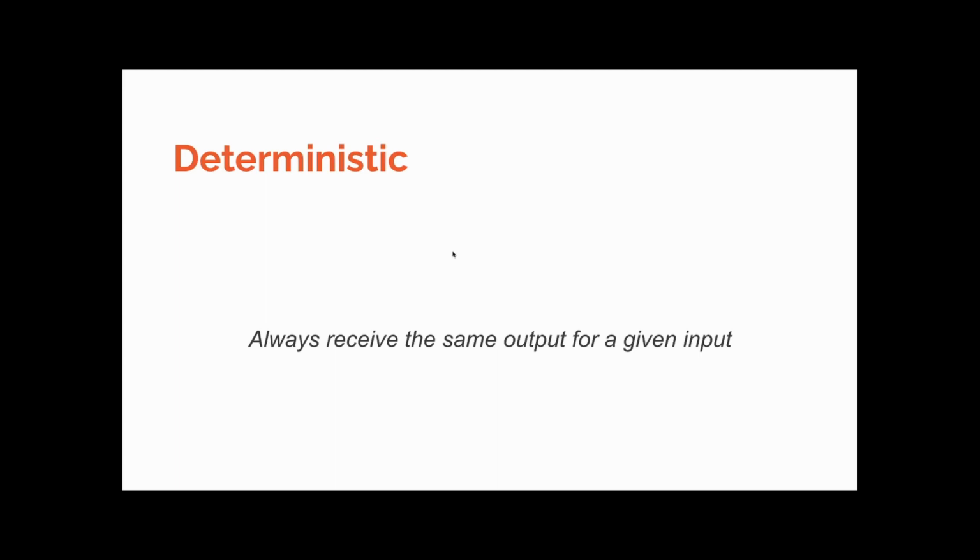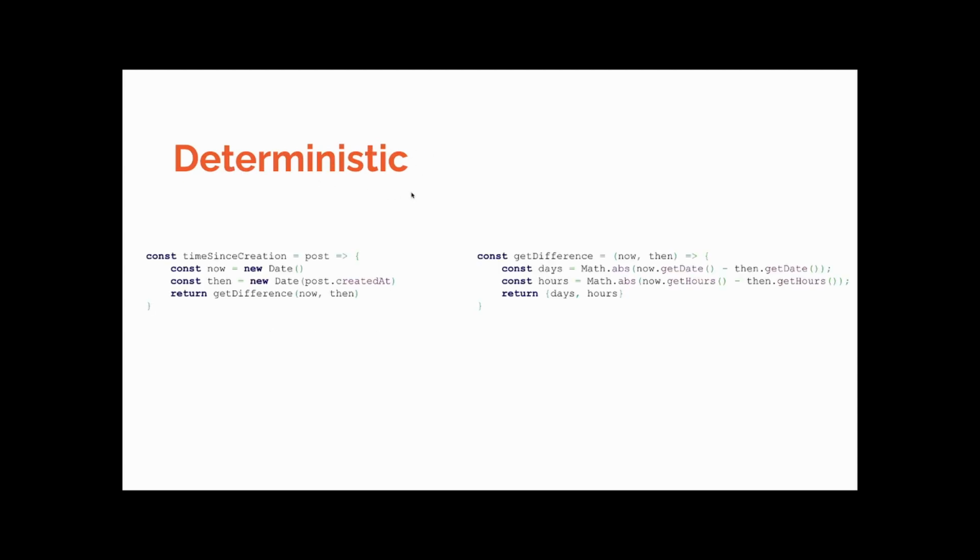Okay, so the next one is that the function has to be deterministic. I'd like to call it being reliable. Deterministic functions are reliable functions because they always return the same output for a given input. If you give it 2, it always returns 4, or if you give it 10, it always returns 20. No matter the environment, no matter the situation.